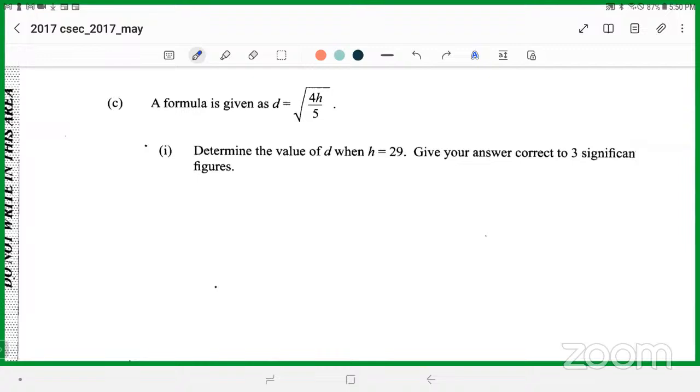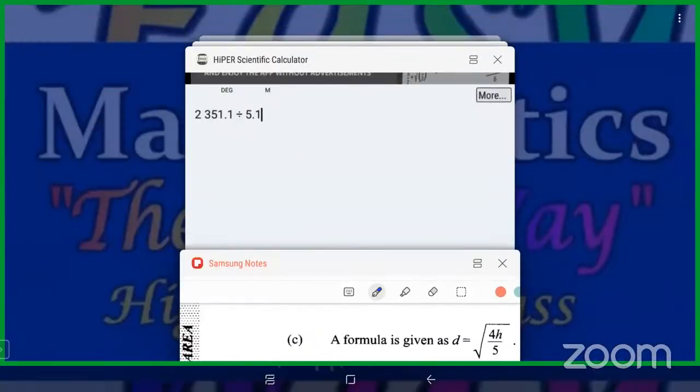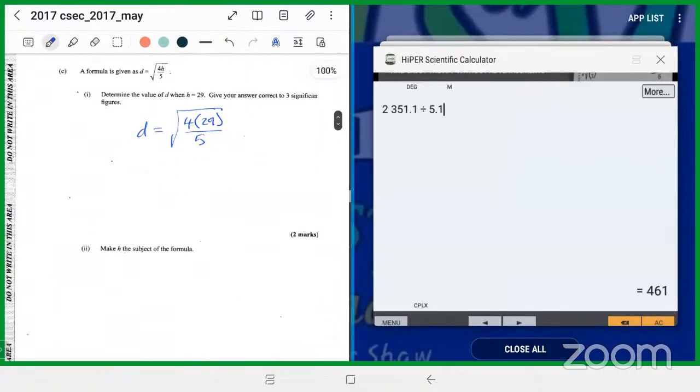So this question gives us D as this formula, whatever that is, right? It says calculate the value of D when the H is 29. So we're going to put 29 for the H right there. Simple as that. And then put it in the calculator. So we're going to get that the D becomes equal to the square root of 4 times 29 all over 5. All right. We can just put that in the calculator quick and fast and see what we get.